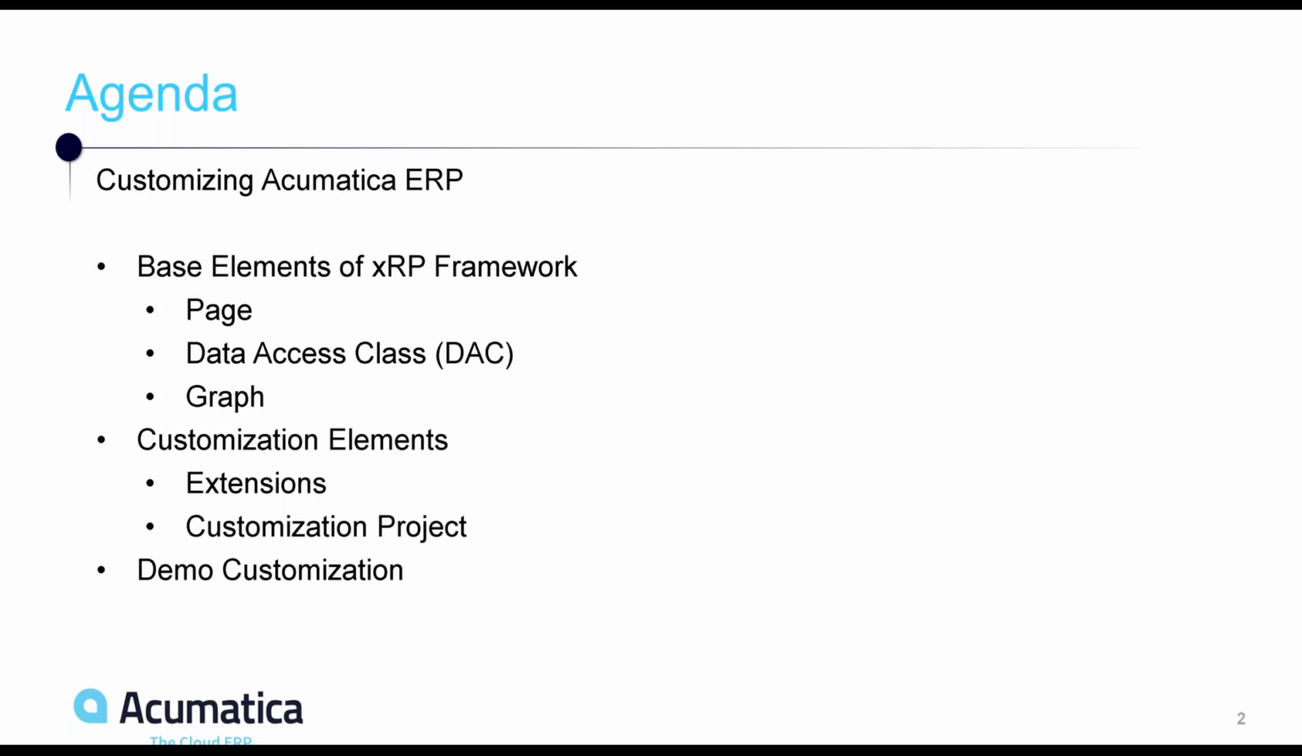On our agenda, we're first going to talk about the three base elements of the framework that makes up Acumatica ERP. And then afterward, we're going to talk about how we can extend the functionality of the base elements. And then lastly, I'm going to go with you through a demo customization of adding a user-defined field to an existing Acumatica page.